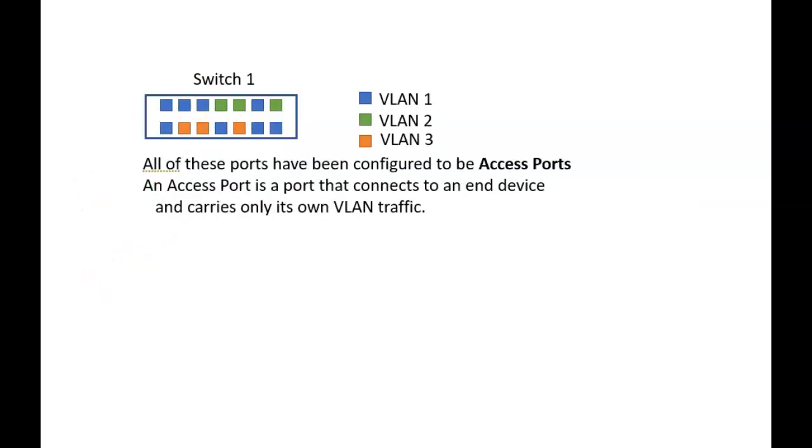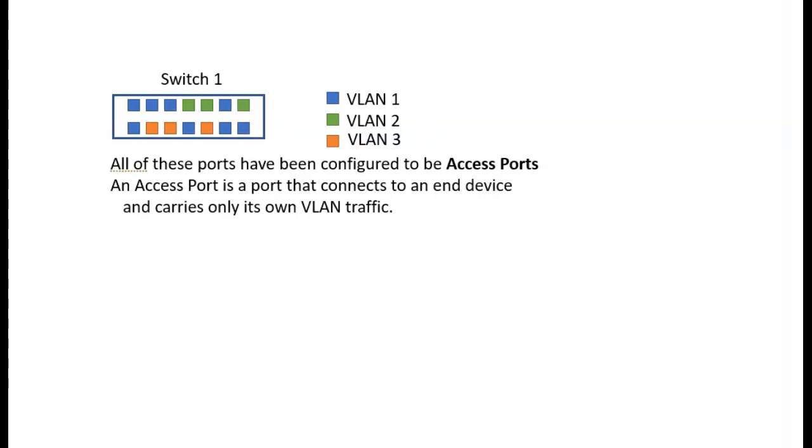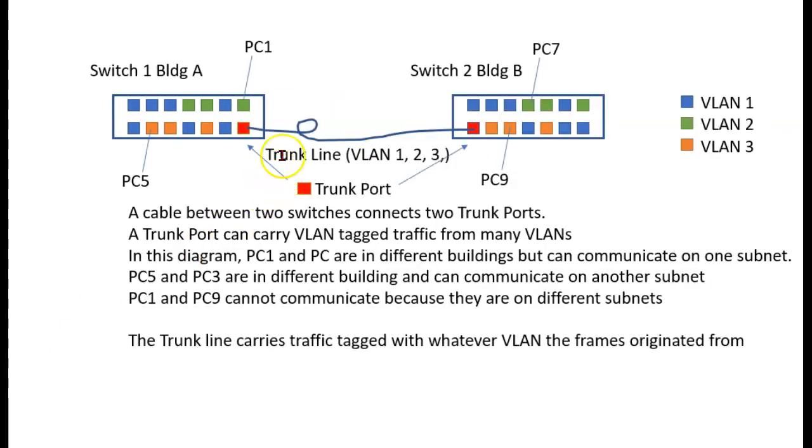One point I want to make about these is that all of these ports have been configured as access ports. By that we mean they are ports that are attached to an end device. In other words, there are PCs attached to each of these ports on here, and so we call them access ports. And we configure the switch to make these access ports. There are also ports that we call trunk ports. So here in this case, I have made one port on each of these switches a trunk port, and the trunk port will tie the switches together.